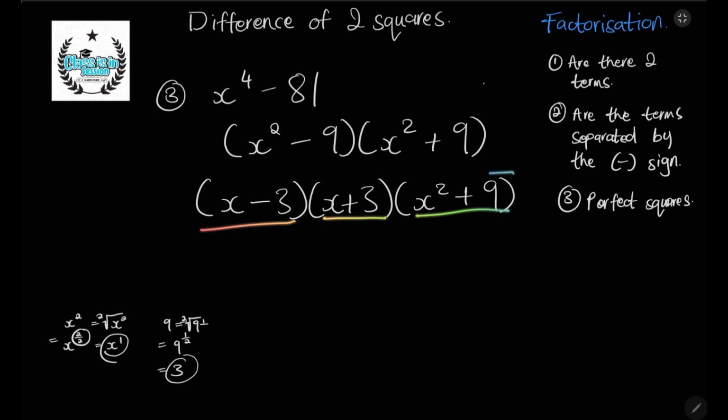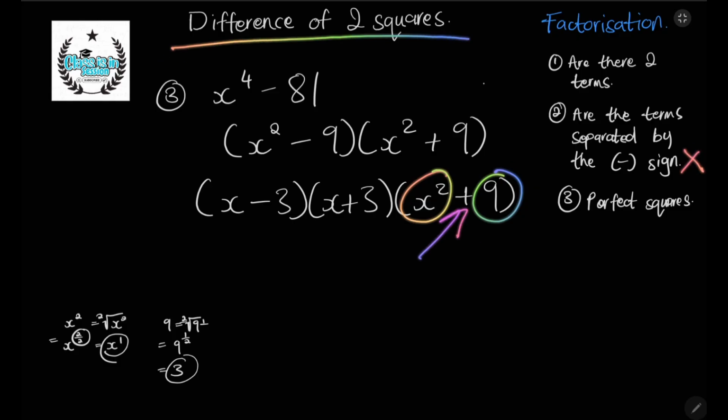Is this a difference of 2 squares? Let's check. Are there two terms? Yes. Are the terms separated by a minus sign? No, there's a plus sign. So you haven't met that condition. Therefore, we don't have the difference of two squares.